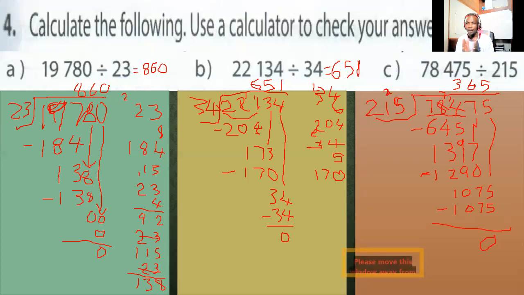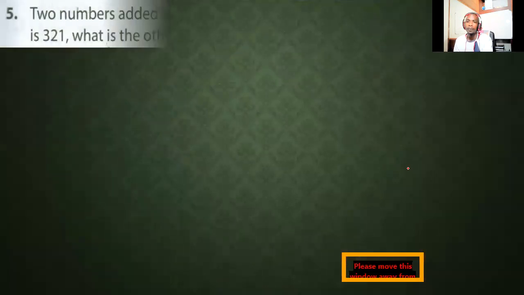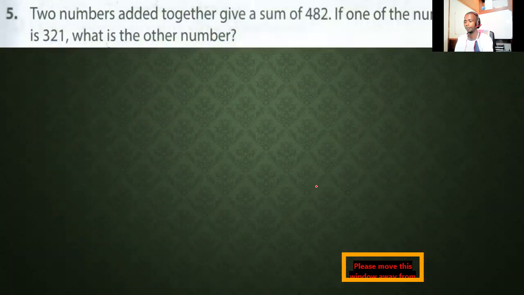Clap your hands for yourselves, guys. Just know that if you continue to work like this, there is no way maths is gonna beat you. You shall be the master of maths. Okay, that's very good. Now we would like to go to question number 5. Okay, number 5.